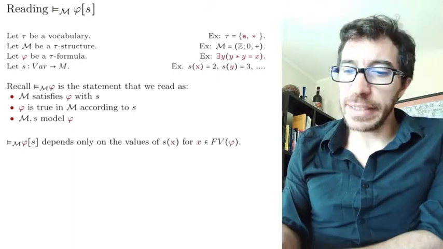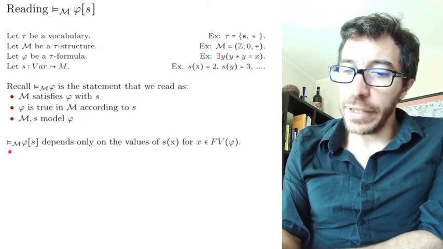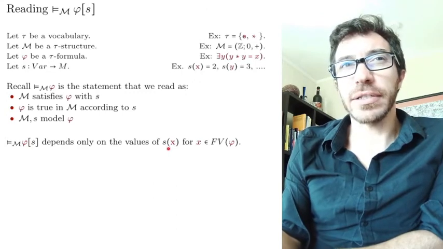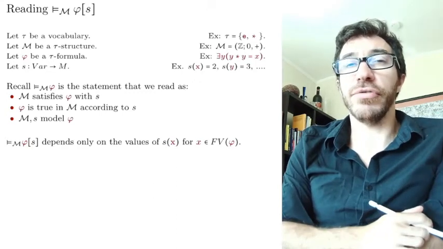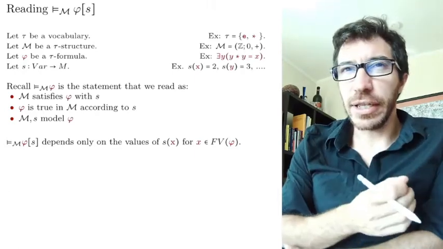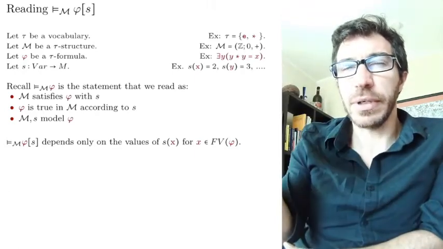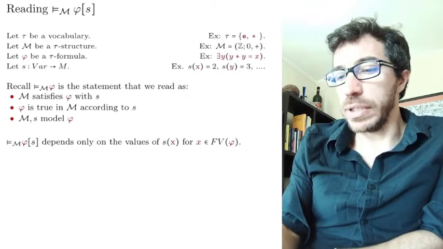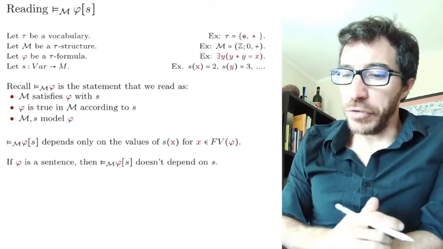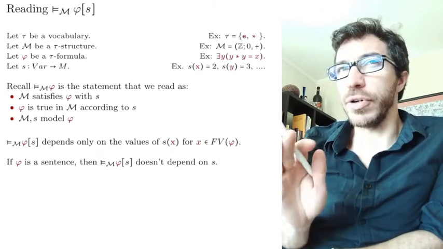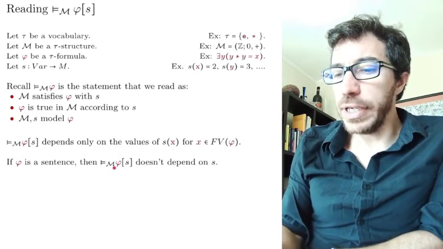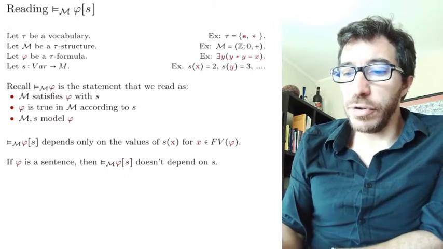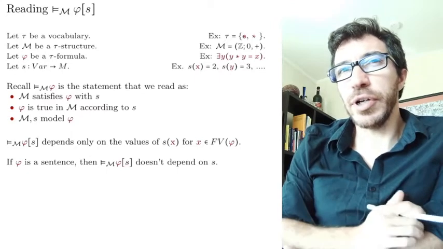Recall that we had this theorem that said that whether phi is true in M according to S depends only on the value of S of X for the free variables of phi. So the free variables of phi are the only ones for which we need to know what value they have before we decide whether the formula is true or not in the structure. For the ones that are not free, it doesn't matter what S is telling us. So, for instance, if phi is a sentence, which means that it has no free variables, then whether phi is true in M according to S does not really depend on S, because there is nothing you need to figure out beforehand.